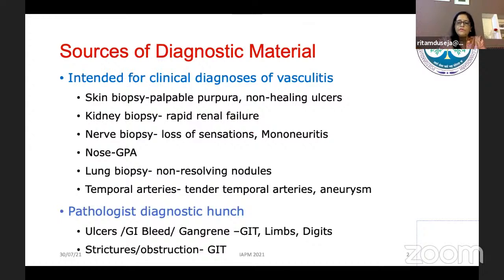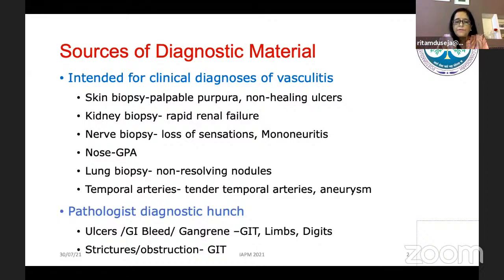How do we come across these biopsies or surgical material where we can pick up vasculitis? So there are two scenarios. One is where there's a clinical diagnosis, and we are expected to pick up vasculitis because the clinical situation is such. So we have skin biopsies which are taken for palpable purpura or non-healing ulcers, kidney biopsies obviously for rapidly progressive renal failure, and nerve biopsies when clinicians are thinking of mononeuritis multiplex, or whenever there is loss of sensations.